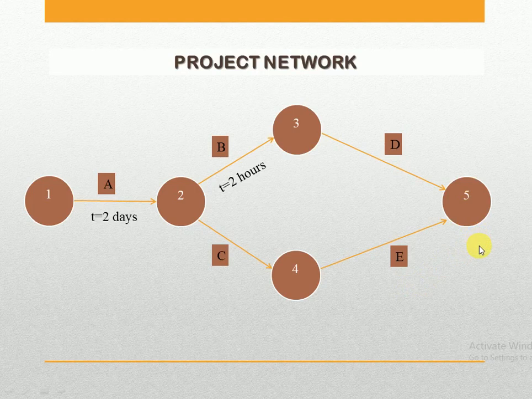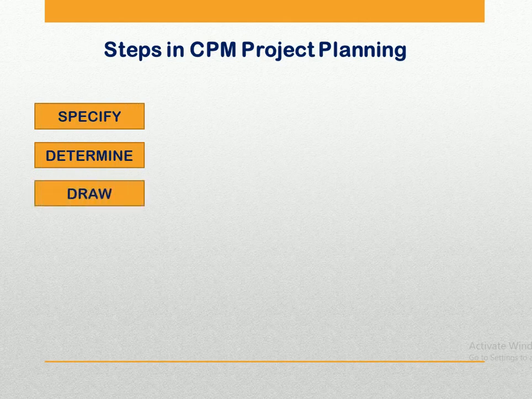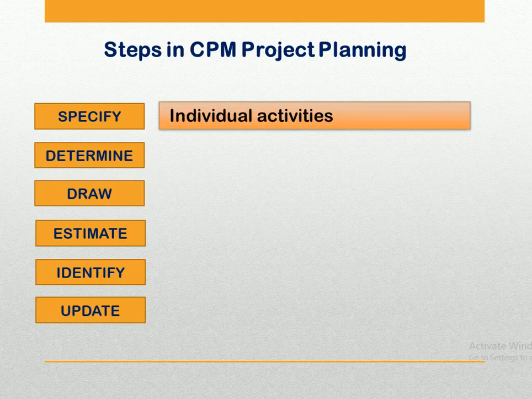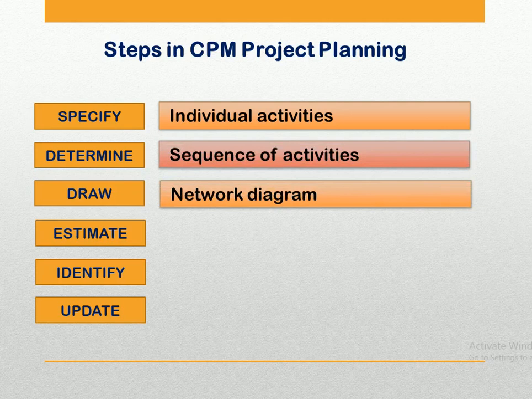Now let's discuss the steps that are involved in the critical path method, or critical path method project planning. The first step is specify, second is determine, third is draw, fourth is estimate, fifth is identify, and the last is update. As far as the first step, specify, is concerned, here we have to specify all the individual activities that are related to the project. And the second step, determine: here we have to determine the sequence of all those activities.